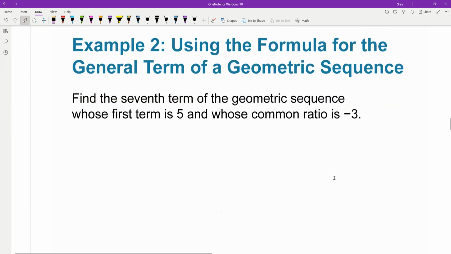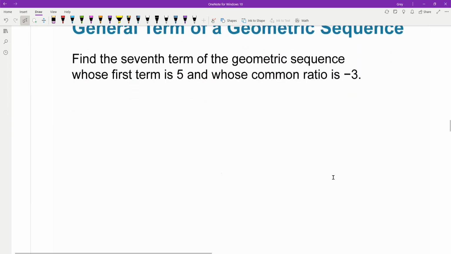So look at our second example. Use that formula to find the general term. It says find the 7th term of the geometric sequence whose first term is 5 and whose common ratio is -3. So 7th term means I'm looking for a sub 7. The first term is always a sub 1, and the common ratio is r, and so r is -3. So the formula we just talked about, a sub n equals a sub 1 times r to the n minus 1. In this example, a sub n is 5 times r to the n minus 1.